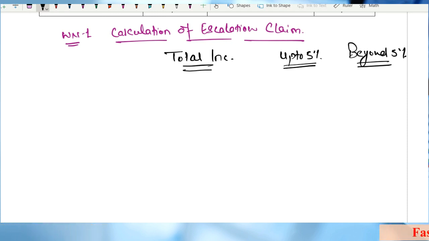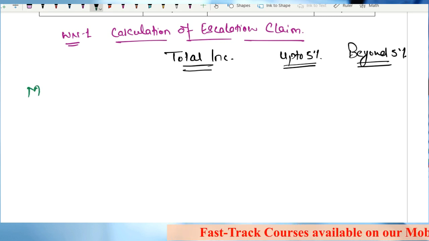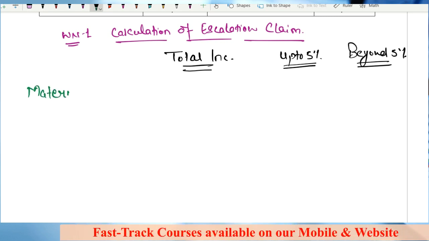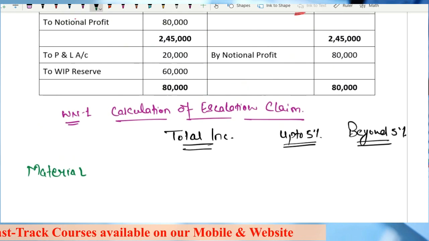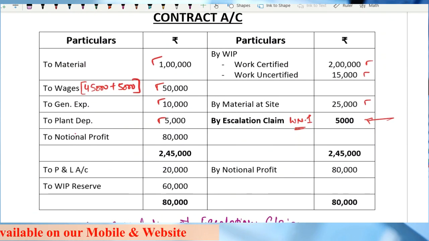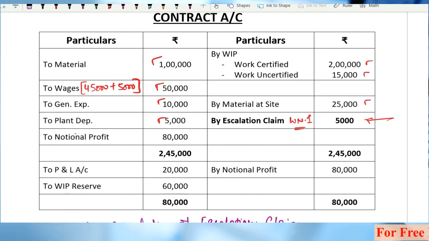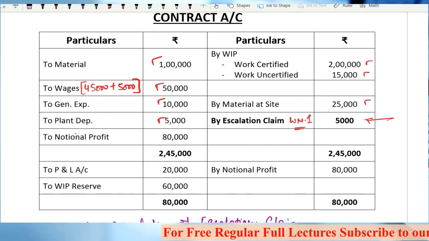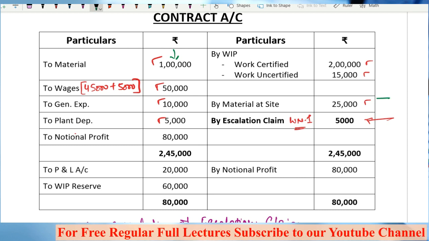The first thing that we have to take is material. First of all, just tell me, sir, what is the material expenditure that has been incurred during this period? Listen to the word I'm saying. Tell me the material expenditure that has actually been incurred, material used, during this period. Sir, 1 lakh was the purchases and 25,000 is still lying at site.